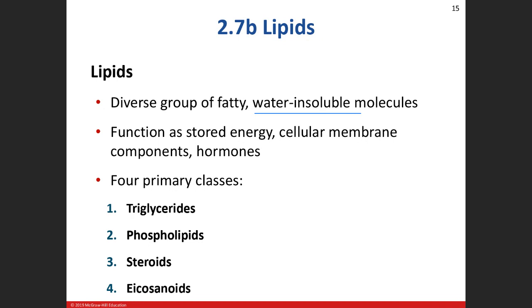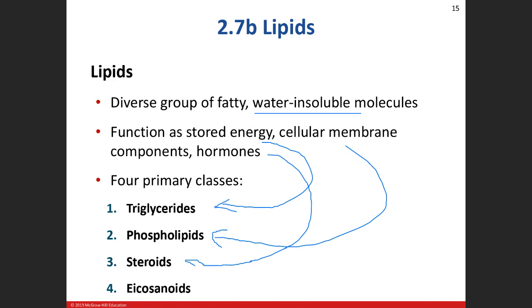We'll check it out. Stored energy, triglycerides. Cellular membrane component, phospholipids. Remember the phospholipid bilayer? And then finally, hormones, that's going to be steroids, and then our locally acting hormones, the eicosanoids.